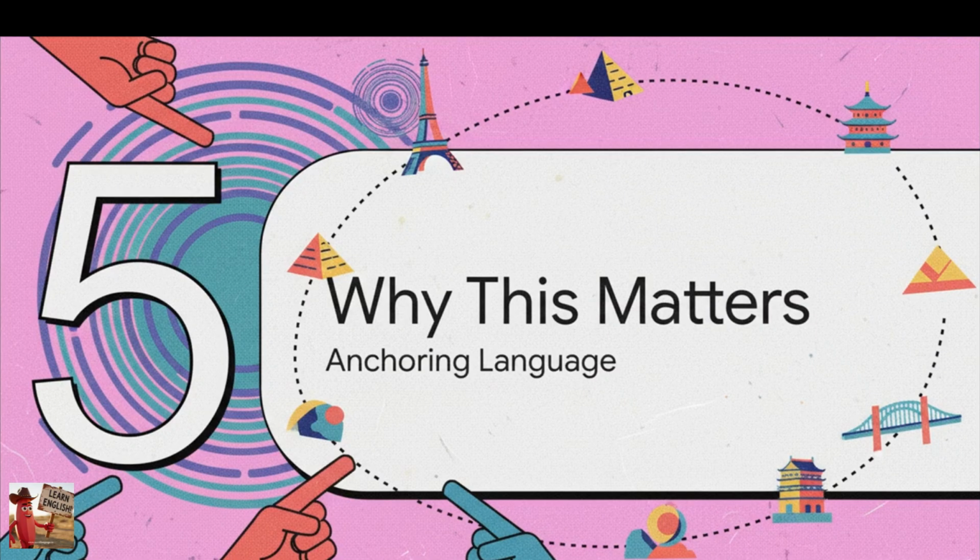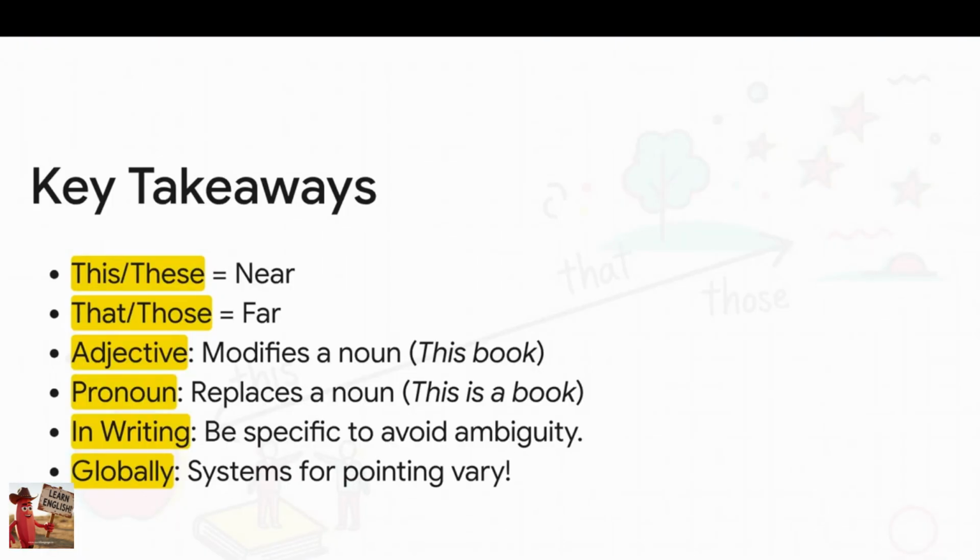So, we've gone all the way from a simple grammar rule to a trip around the linguistic world. Let's bring it all back home and talk about why these tiny little words are actually so incredibly important. All right, so here's the quick and dirty recap. This and these are for what's near, that and those are for what's far. Remember, they can be adjectives, which is great for clear writing, or pronouns, which can get a little tricky. And just keep in mind that the way English does it is just one option among many.